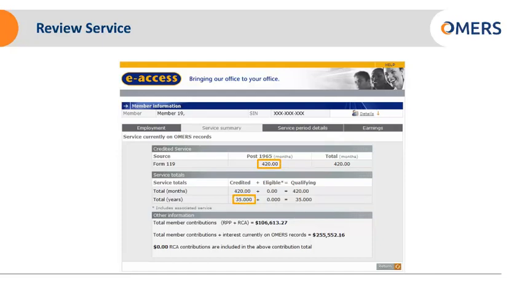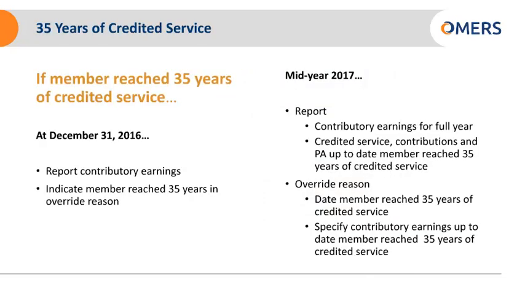Here the member has 420 months or 35 years of credited service and cannot accrue any more in the plan. This screen does not tell the employer when the member reached the milestone, but the information on the screen is current as of the last eForm 119 that was reported for this member. Depending on when the member reached 35 years of service, different steps are required. If the member reached at the end of the previous year, you will report the contributory earnings and indicate the member reached 35 years in the override reason.